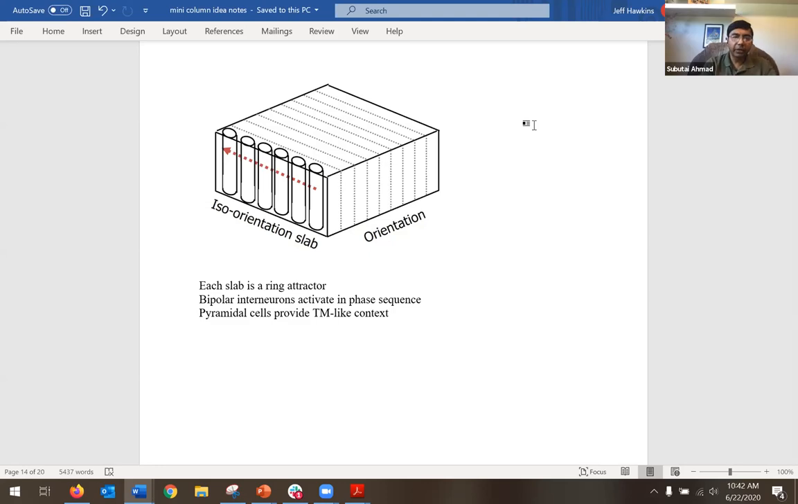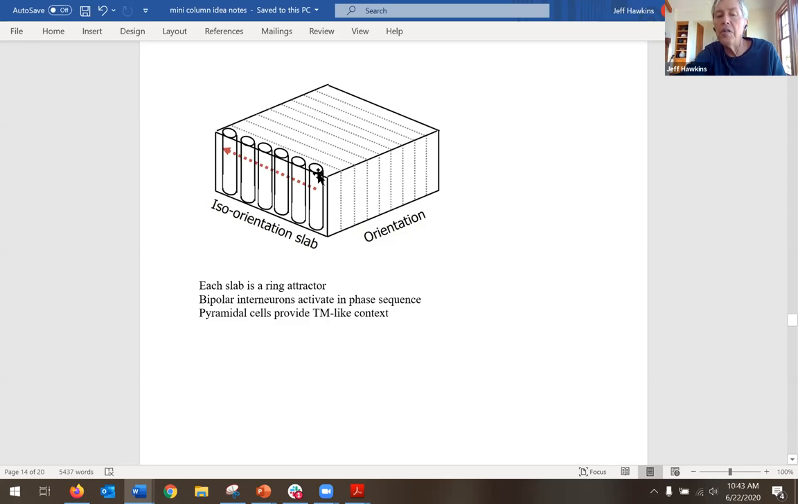And what is, along the iso-orientation slab direction, that red arrow, you might have said this before, what is the main change along that? All these mini columns are firing at the same... you can imagine there's a set of bipolar cells that represent the mini column. Those bipolar cells are firing at the same theta plus delta frequency, and they are phase shifted. So this is the ring attractor. These would be six elements in a ring.